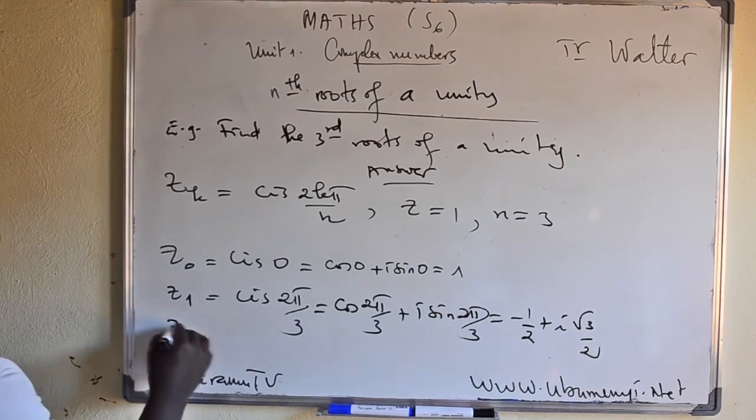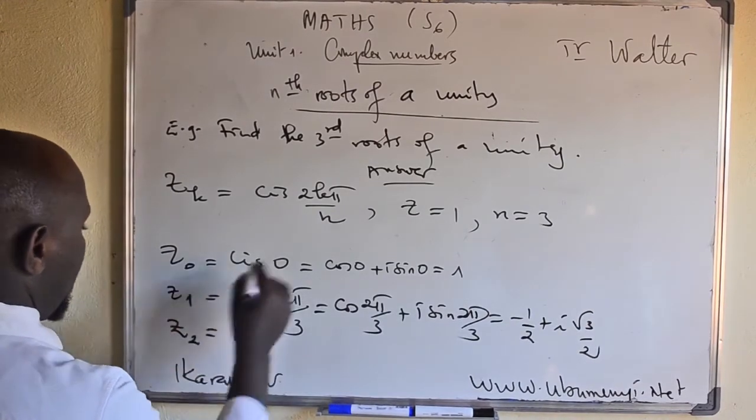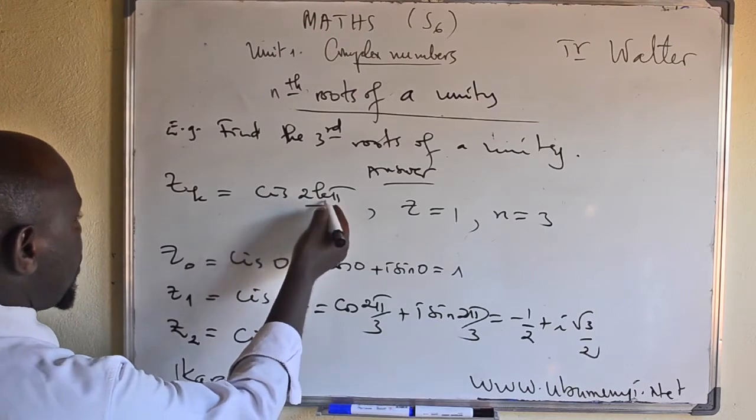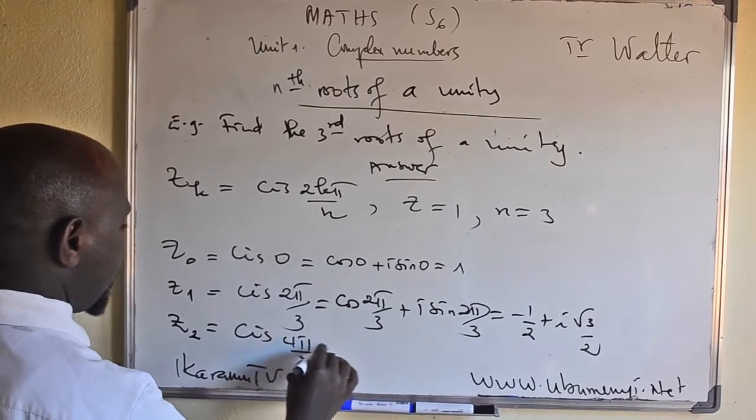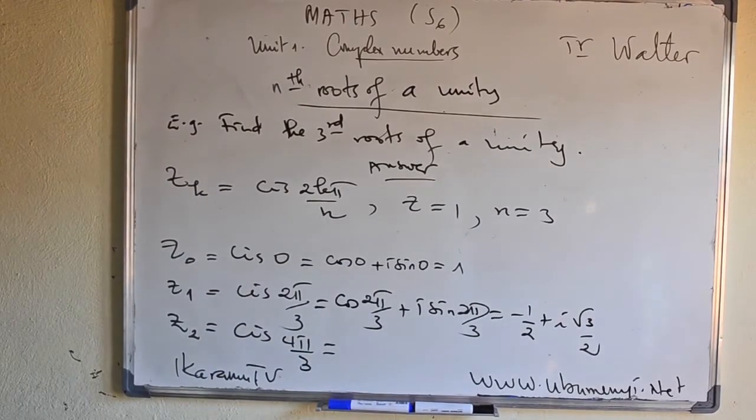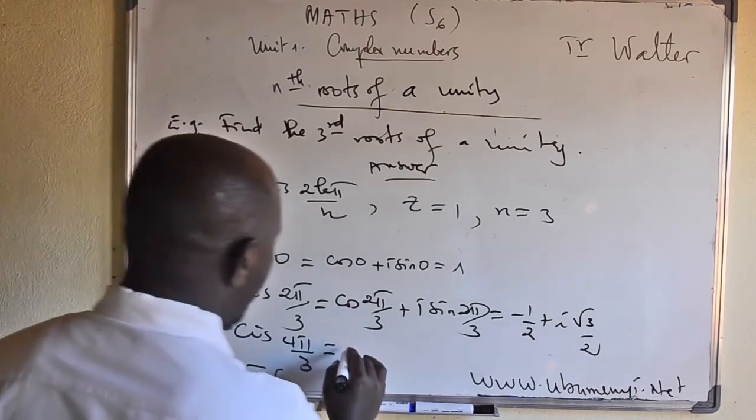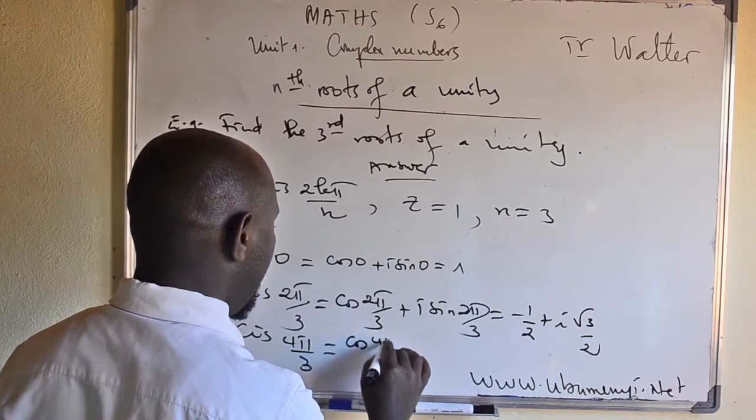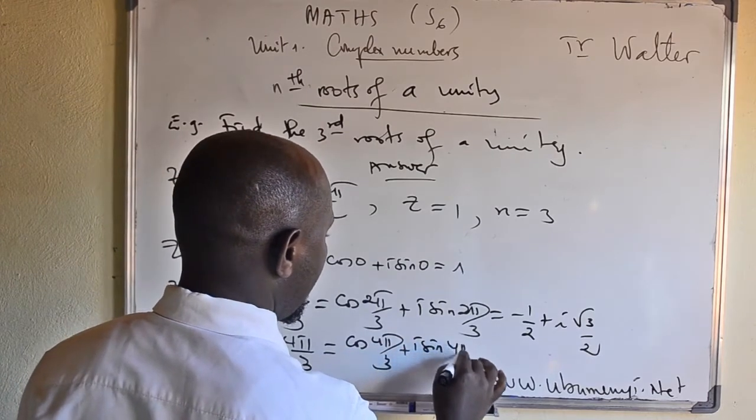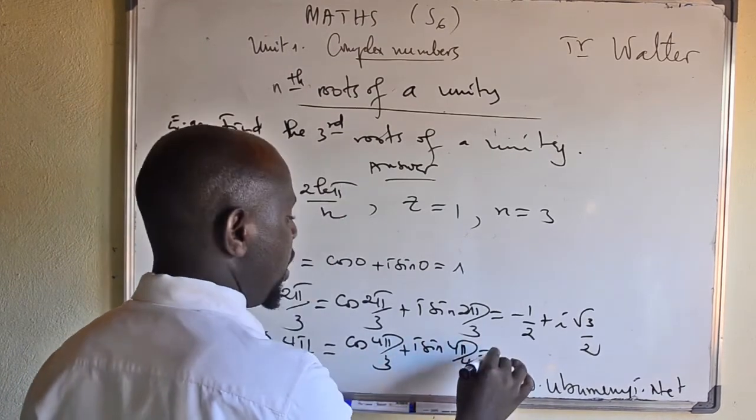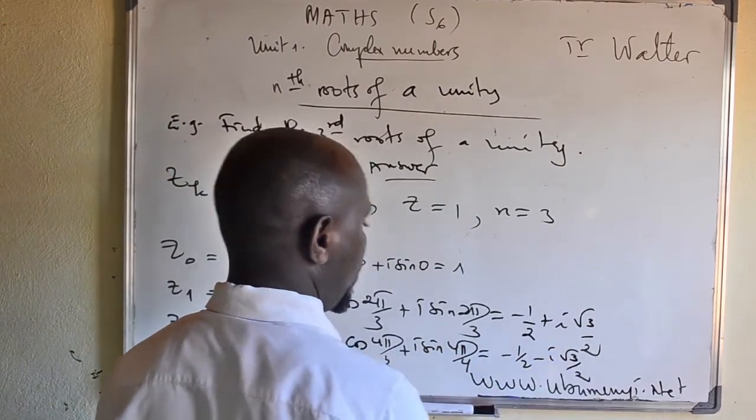Now we're going to get the third one, which is the last one, and is z2. And this is equal to 6. K is 2, and we shall get 2 times 2, which is 4π/3, ladies and gentlemen. And after seeing that the third one is given by 4π/3, we shall have now here, if we expand, cos 4π/3 + i sin 4π/3. And this will be negative 1/2 negative i √3/2, ladies and gentlemen.